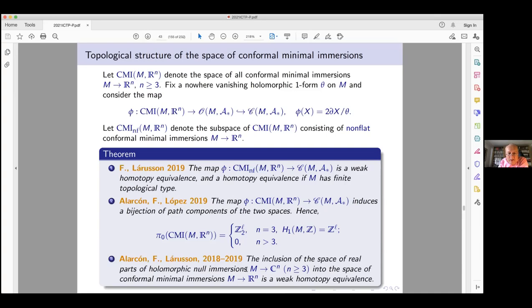And furthermore, I have been telling you that the most special conformal minimal surfaces are those which also have a harmonic conjugate, a conjugate surface. Those are the real parts of null holomorphic immersions. Those are characterized by those periods completely vanishing. And it turns out that the inclusion of this smaller space of real parts of holomorphic null immersions into the space of all conformal minimal immersions is also a weak homotopy equivalence. So roughly speaking, all these spaces look the same.